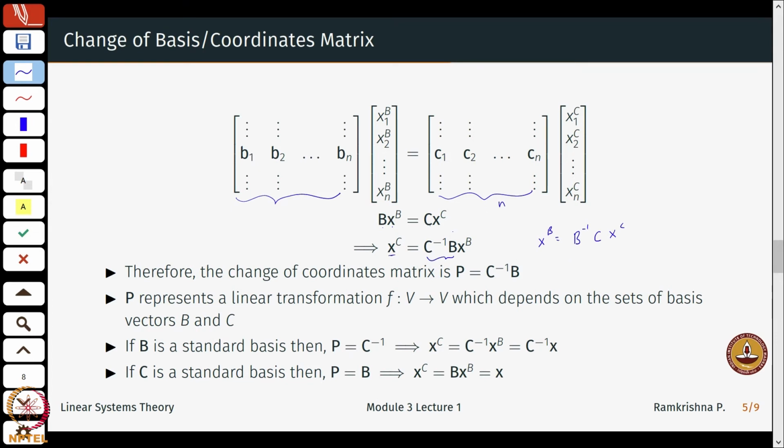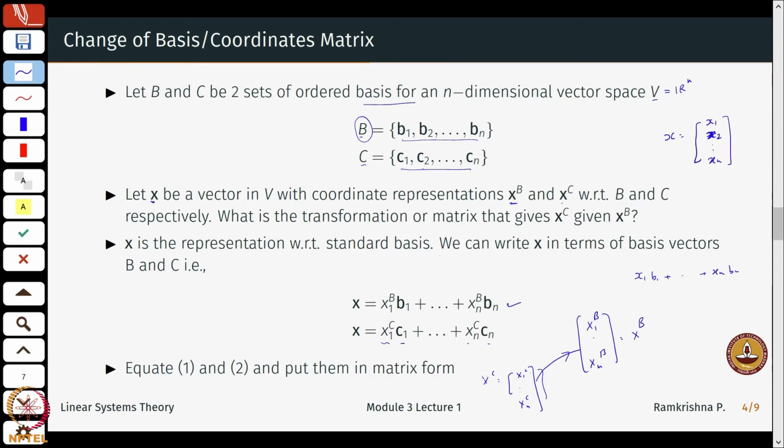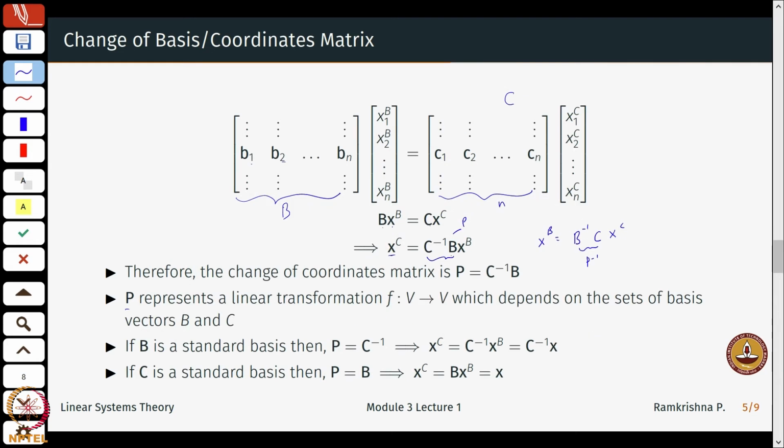Okay. So, let me call this P, and this would simply be P inverse, and we know why these are invertible matrices, because of these n independent columns. So, what is this P? P represents a linear transformation f from V to V, which depends on the set of basis vectors B and C. So, these are the basis vectors for B, these are the basis vectors for C. The coordinates of the vectors xc and xb can be related via their basis vectors given by this little relationship. It is a straightforward derivation.